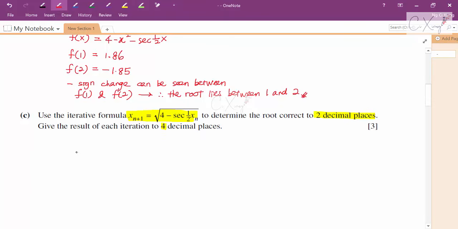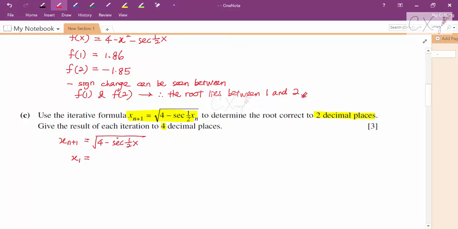Okay, so for this question, they already give us the iterative formula. This is the iterative formula. And now we want to get all the iterations until we get the root. The initial value for this case, they actually didn't suggest any initial value. Therefore, we can decide ourselves.